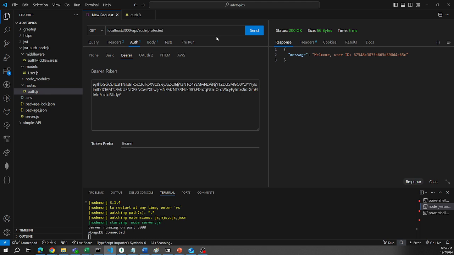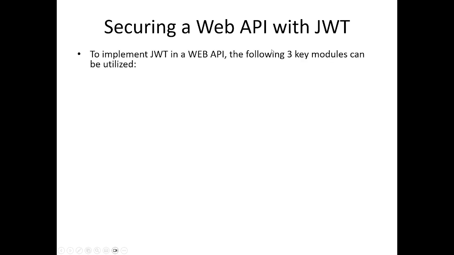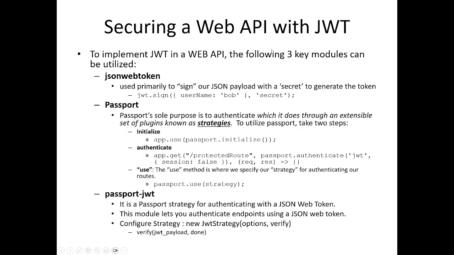The second example was exactly like the first one, but we were trying to use a database as well. So, let's go to the next level, which is to secure a web API with JWT. We learned about the JSON Web Token, but we wanted to understand two new NPM packages. The first one is Passport. The second one is Passport JWT.